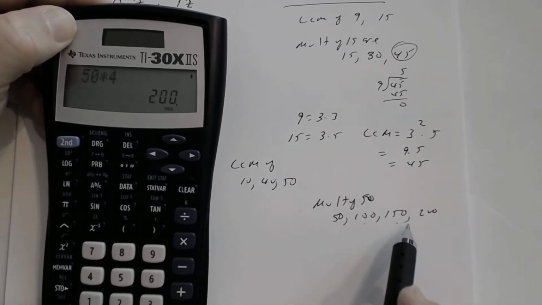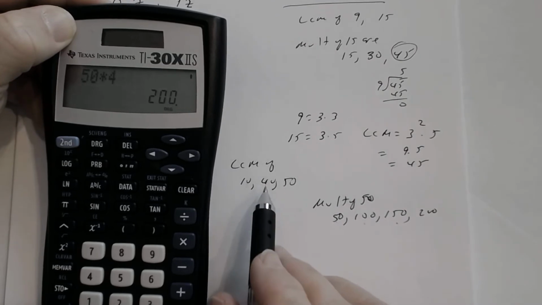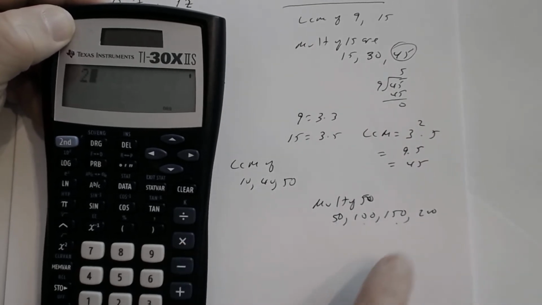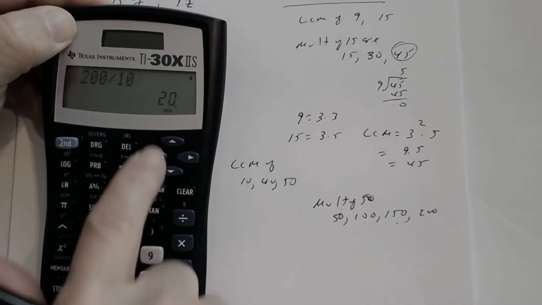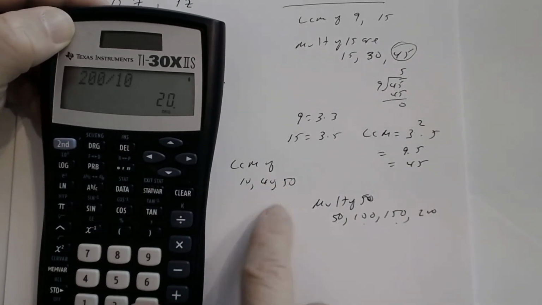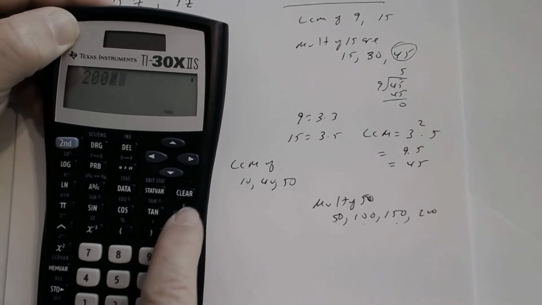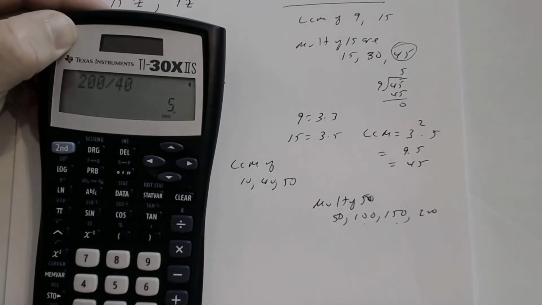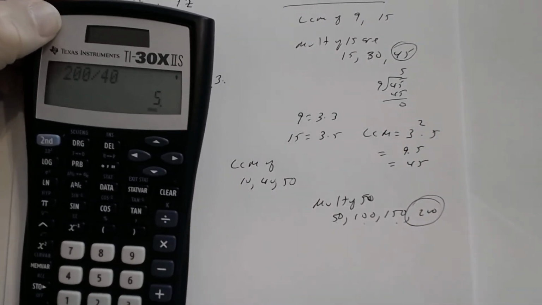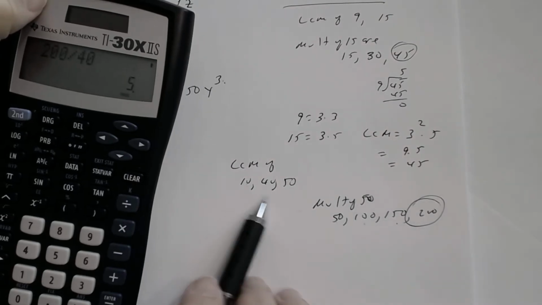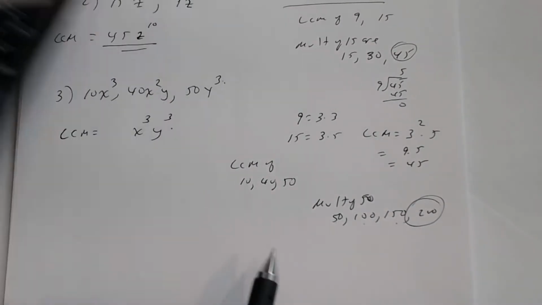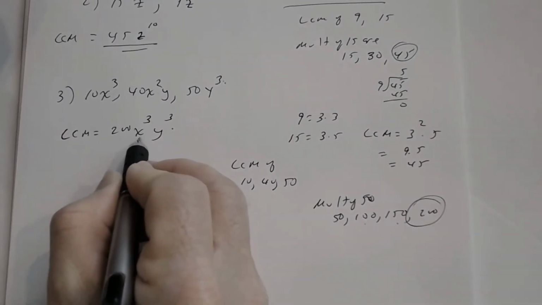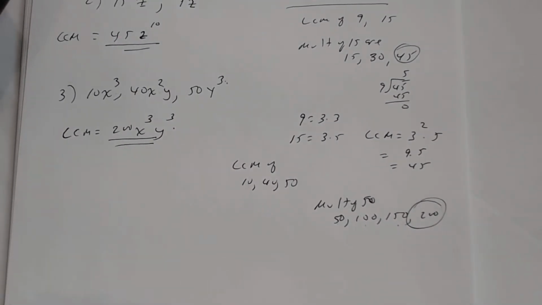So 10 goes into 200 because 10 times 20 is 200. So you could have just done this, 200 divided by 10. See, that's a whole number. But does 40 go into 200 evenly? 200 divided by 40? The answer is yes. So you found it. So there's the least common multiple. The least common multiple of 10, 40, and 50 is 200. So this is going to be 200 x to the third, y to the third.